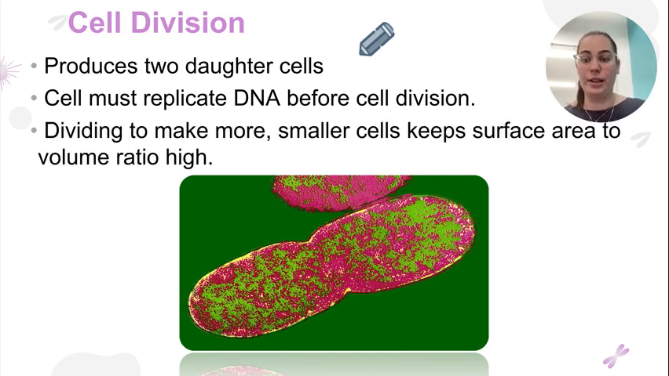Cell division solves the problem of increasing the cell size by decreasing the cell volume. So it makes more cells instead of larger cells, more cells instead of the cell continuing to grow. And that keeps the surface area to volume ratio high. Cells go through a period of growth after they divide to make sure that they have the amount of materials they need.